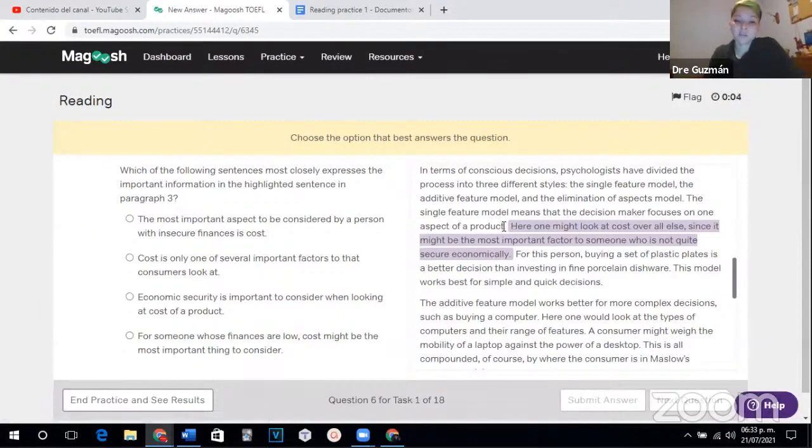Okay, this asks you to reinterpret a sentence in the text. So another, like a paraphrase, right? Another way to say the same thing. So Fabiola, could you read the question, then the highlighted sentence, and then which one you think is the correct answer, please? Okay, which of the following sentences most closely expresses the important information of the highlighted sentence in paragraph 3? Here one might look at cost over all else, since it might be the most important factor to someone who is not quite secure economically.